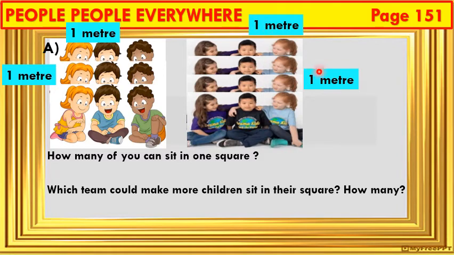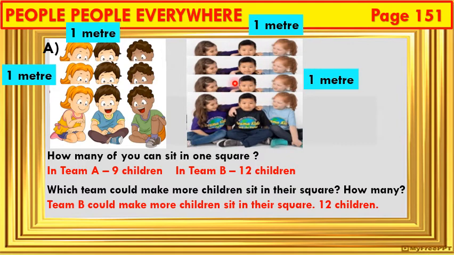Now divide your class in two teams, Team A and Team B. Now be ready to play. Question is, how many of you can sit in 1 square meter? In Team A, 9 children can sit, whereas in Team B, 12 children can sit in 1 square.